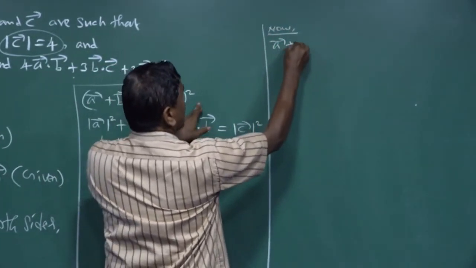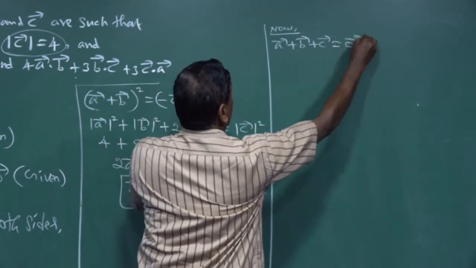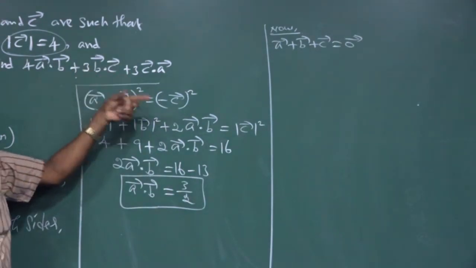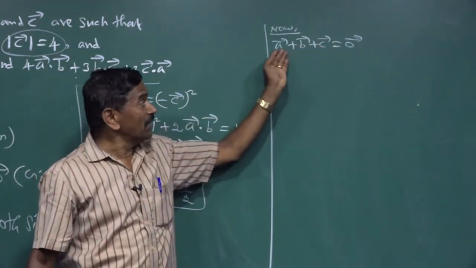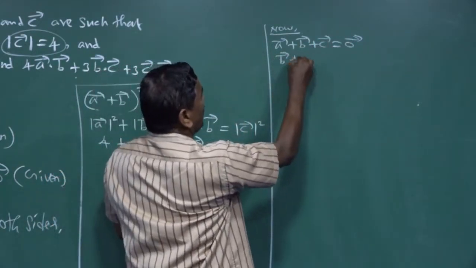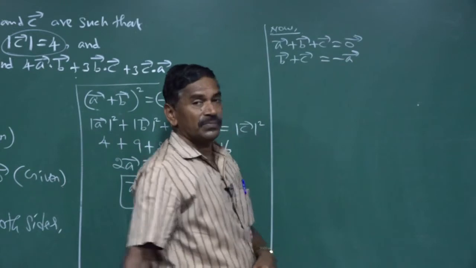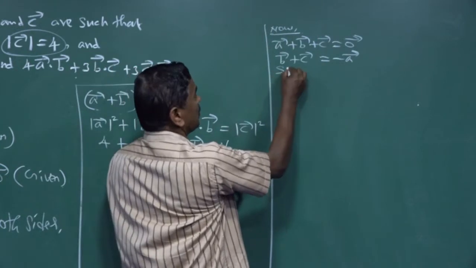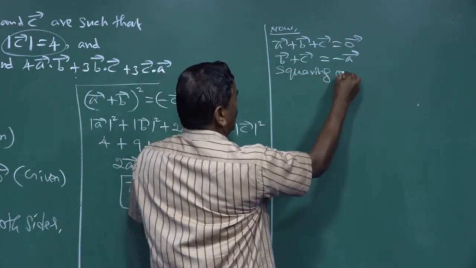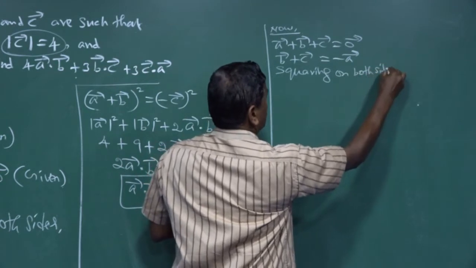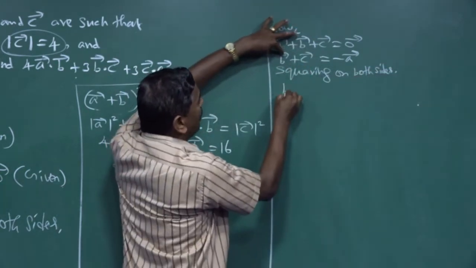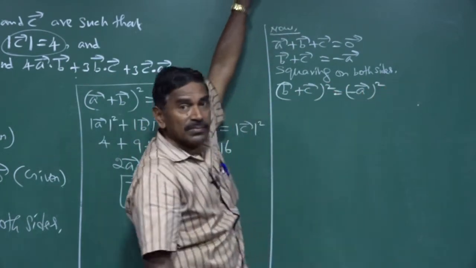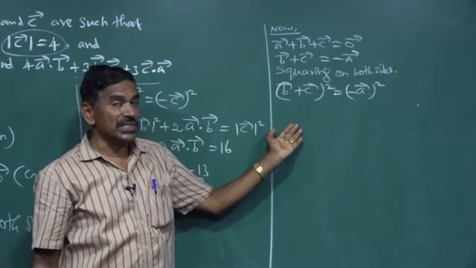Again take the given condition, A vector plus B vector plus C vector is equal to 0 vector. Now I want to find B vector dot C vector, which means B vector plus C vector left side and A vector goes to right. Now B vector plus C vector is equal to minus A vector. Squaring on both sides. B vector plus C vector the whole square is equal to minus A vector the whole square.